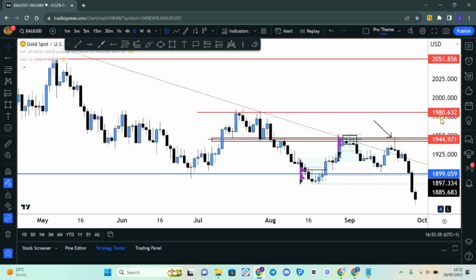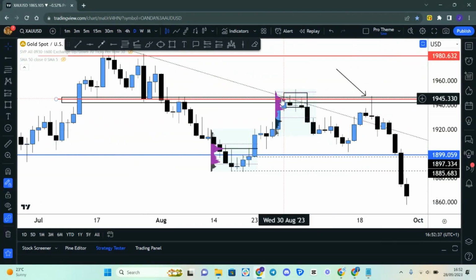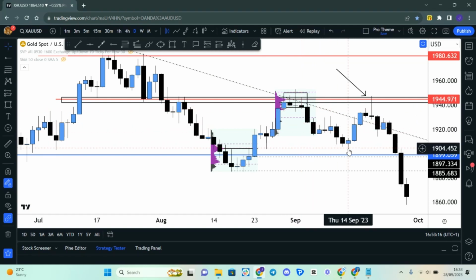So if I actually just zoom in on this area through here, this was the level that we pointed out. It was around about the $1944 or $1945 area on gold. And the reason why we highlighted this is because there was a period of consolidation, and you can see between August the 30th and the 4th of September, price just went sideways. It continued to fail above that $1945 area, and then sellers obviously won out of that period of consolidation because we can see price fell from around about that 1945 down to around about $1900.